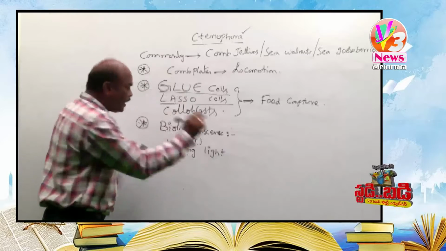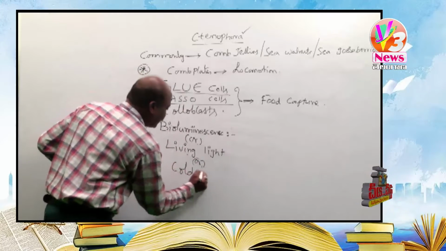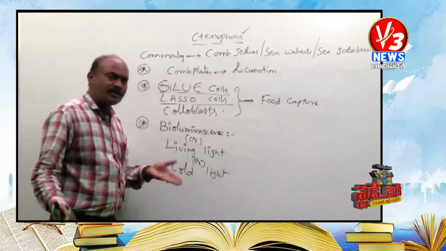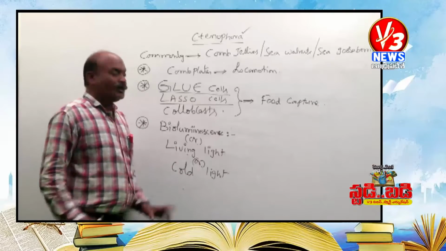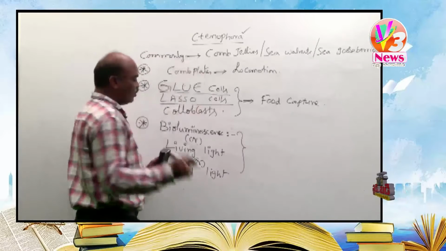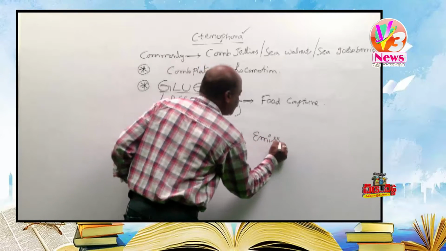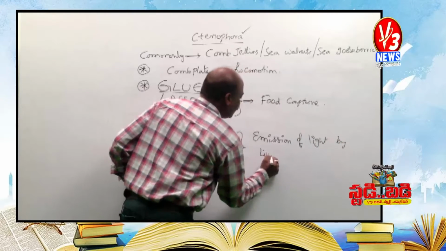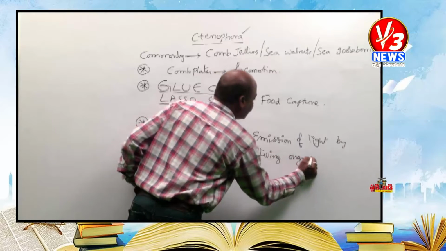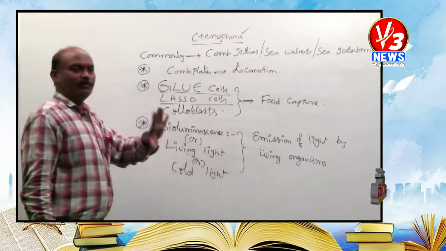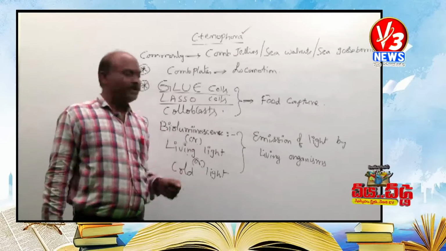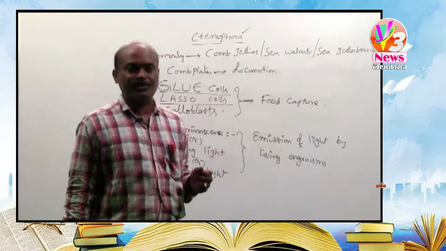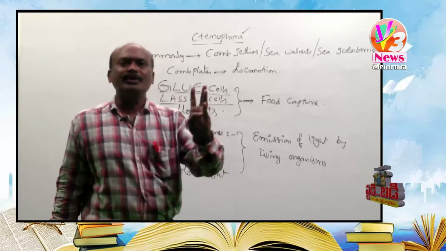Once again I will repeat, what is meant by bioluminescence? Bioluminescence is otherwise called living light, or cold light. Bioluminescence is the technical term; living light is the simple, common term, and cold light. So bioluminescence is the emission of light by living organisms.